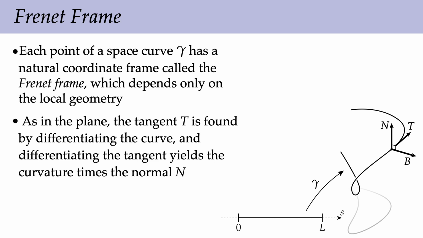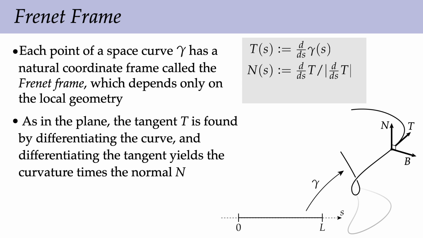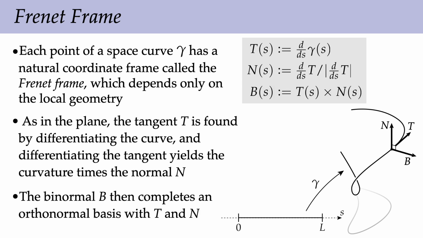Well, as in the plane, the tangent is found just by differentiating the curve. Okay? And then if we differentiate the unit tangent, so we normalize t and then differentiate it, then we get the curvature times the unit normal n. So t is dds of gamma if it's arc length parameterized, and n is dds of t divided by the norm of dds of t. The frame is completed by the so-called binormal, which is just the cross product of t and n. So t and n are orthogonal, they're unit, and so b is going to complete an orthonormal frame.